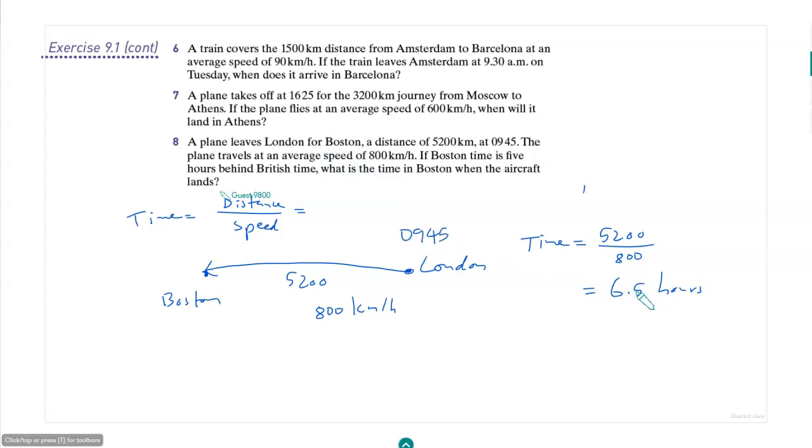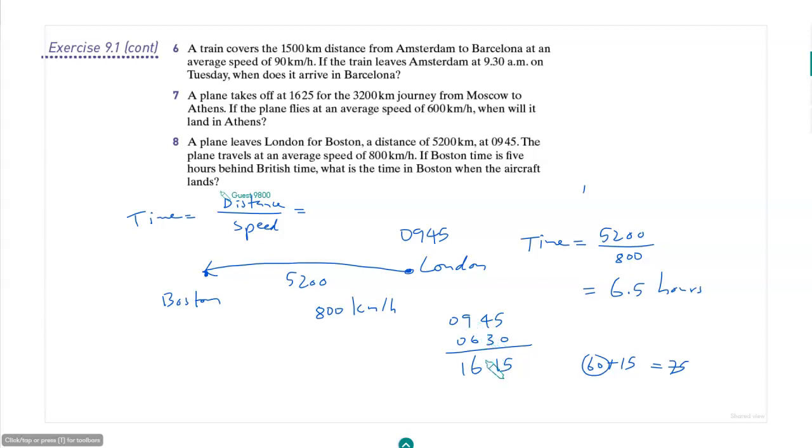So if it leaves London at 9:45, after 6.5 hours, what is the time in London? That's like adding 9:45 and 6.5, which means 6 hours and 30 minutes, right? 45 plus 30 is 75. 75 is 60 plus 15, right? So it will be 15 minutes here. Then you carry that 1 hour, right? Yeah, 16 will be.